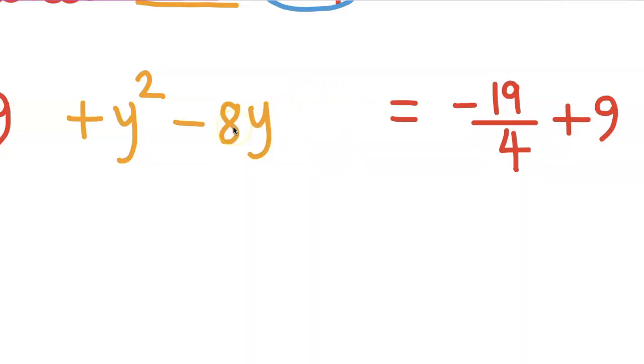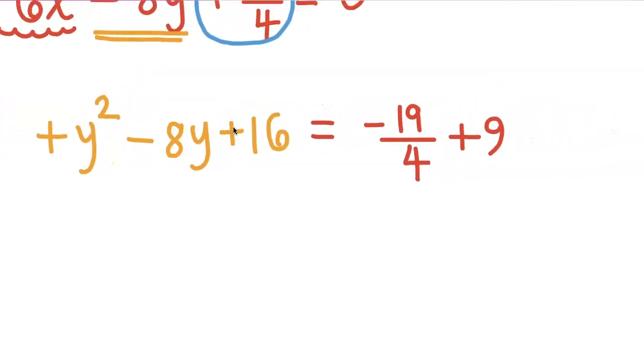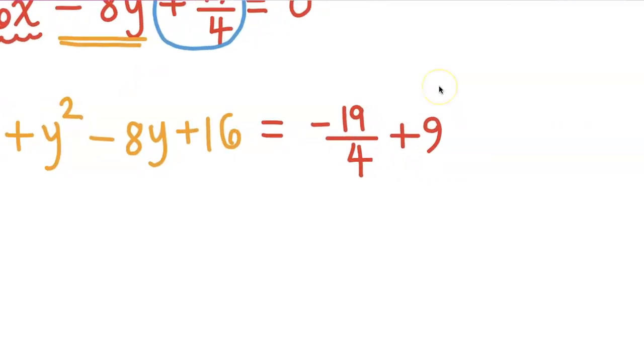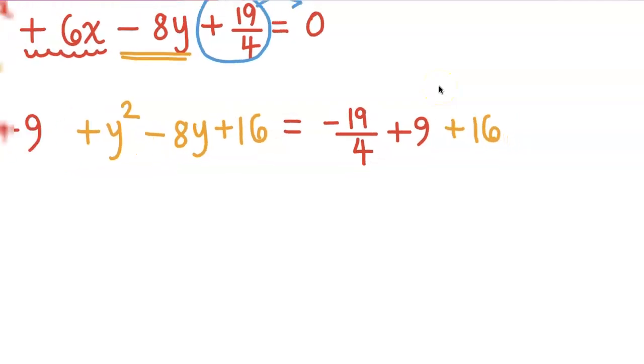So half of 8 is 4, and 4 squared is 16. So you're going to be adding 16 to the left side, which means I also need to add 16 to this side. Woo! It's a lot of work so far.